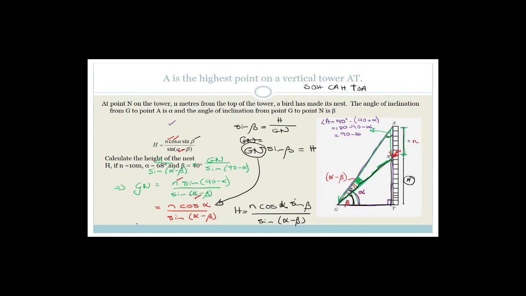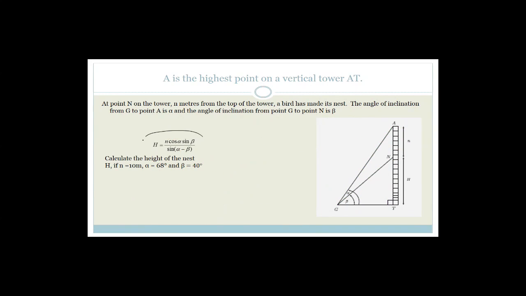Finally, let's just erase everything. If you've got this, it says calculate the hypotenuse h if n equals 10 meters, alpha is 68 degrees, and beta is 40 degrees. So here's a tip, grade 12s. Even if they ask you to prove this and you can't prove it in the exam, it is not a huge deal because you can still get marks in this question by doing the next part of this question.